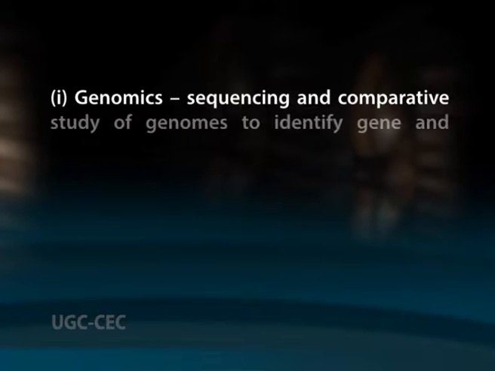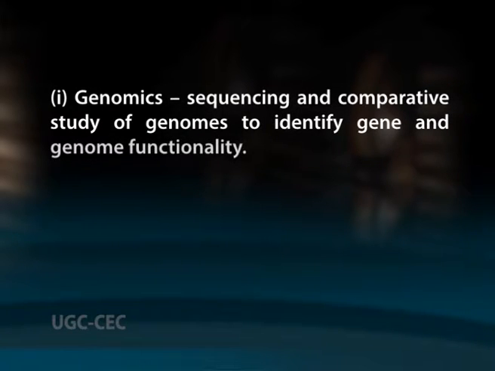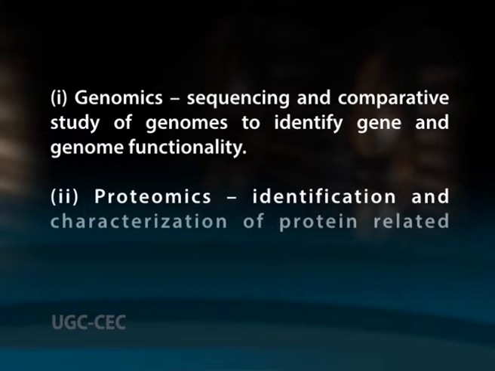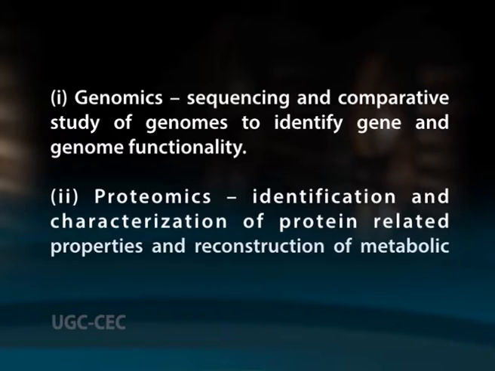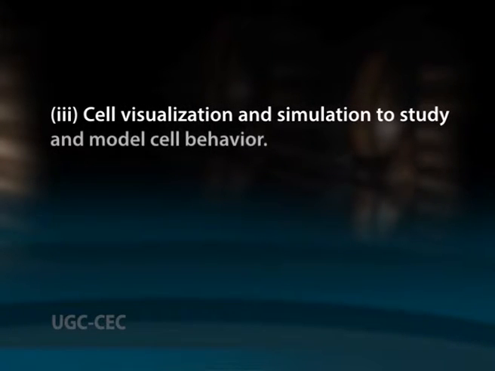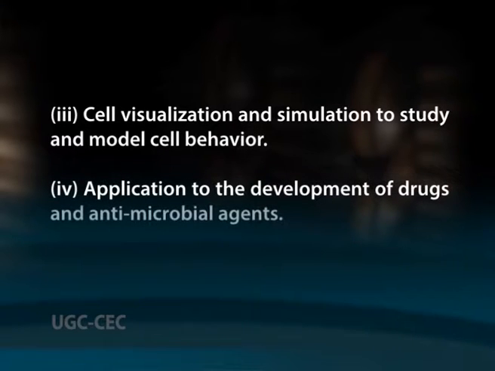Current research in bioinformatics can be classified into: 1. Genomics, sequencing and comparative study of genomes to identify gene and genome functionality. 2. Proteomics, identification and characterization of protein related properties and reconstruction of metabolic and regulatory pathways. 3. Cell visualization and simulation to study and model cell behavior. And finally, 4. Applications to the development of drugs and anti-microbial agents.